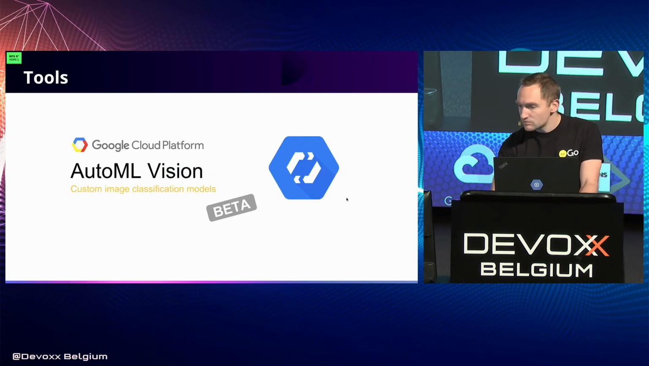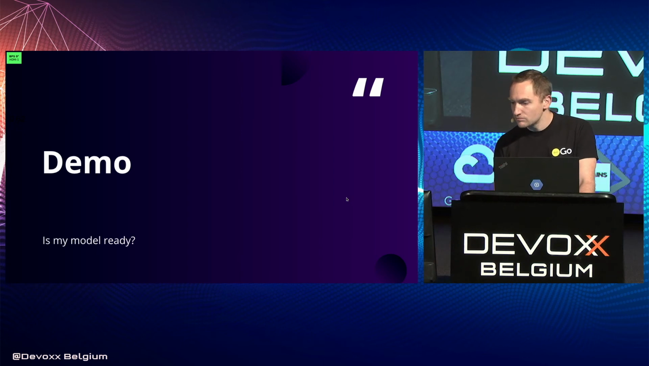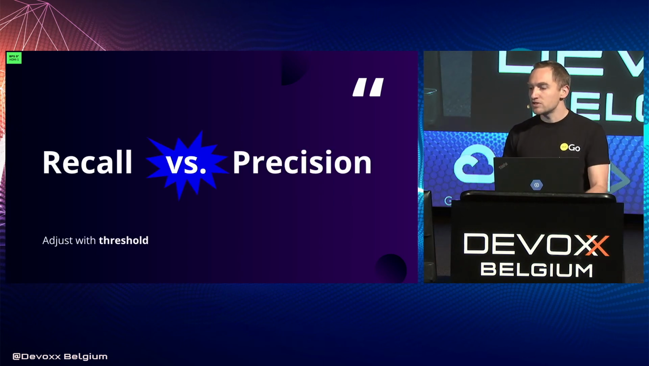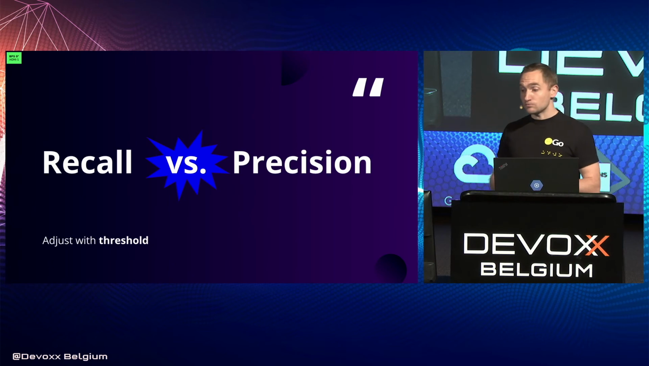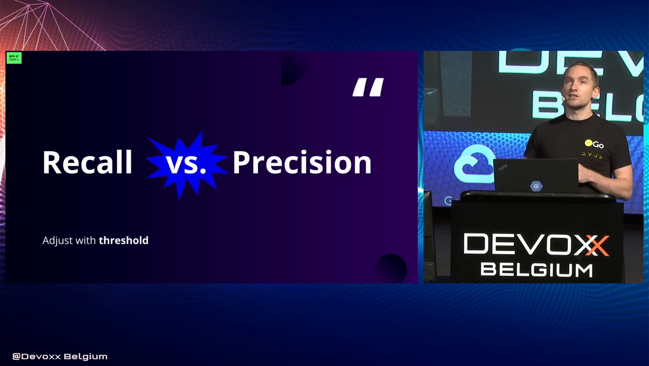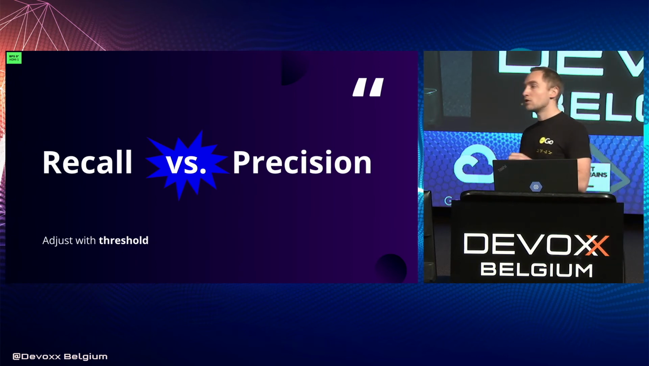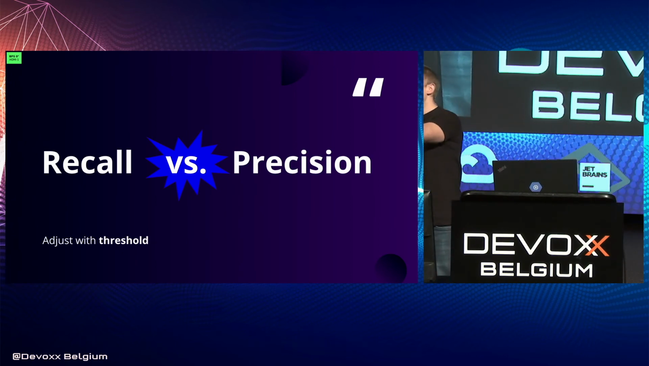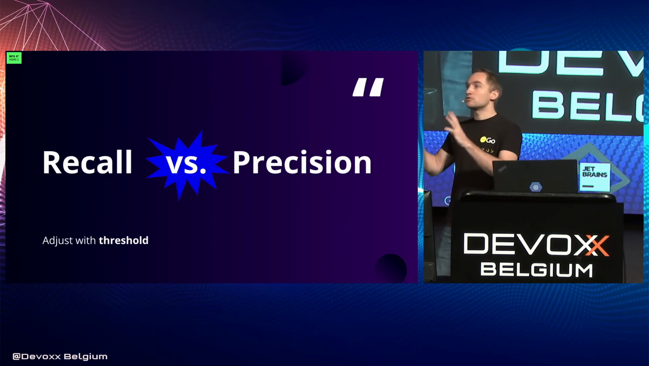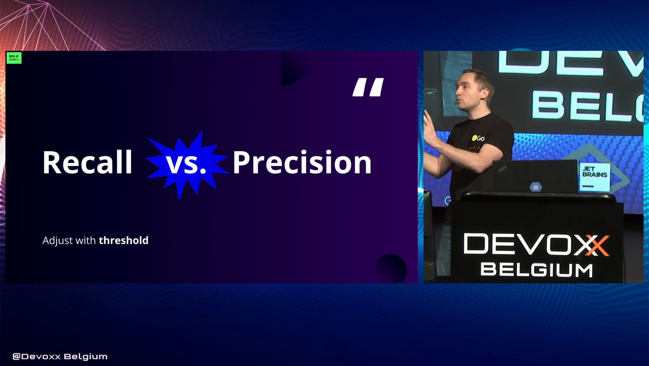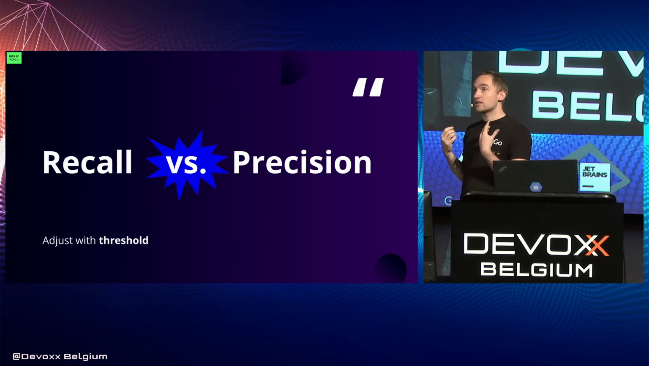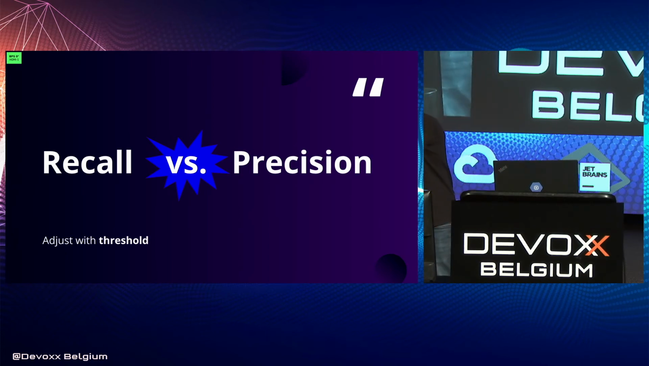Back to the slides. So recall versus precision. The recall is between 0 and 100%, and it means if there were 100 Gromit pictures to detect, out of those 100 pictures, how many will I correctly detect as Gromit? So let's say a high recall of 97% means I did detect 97 of them as being Gromit.